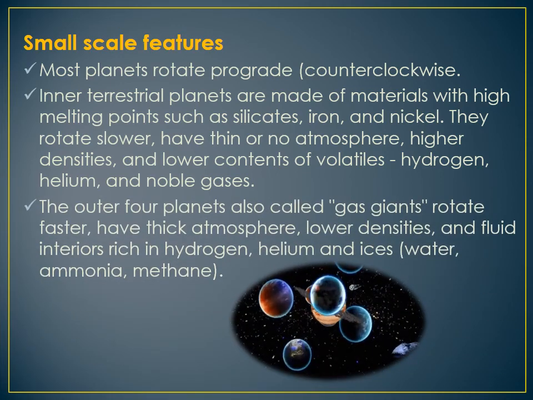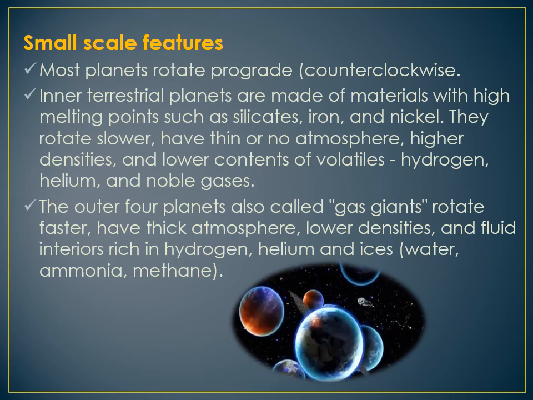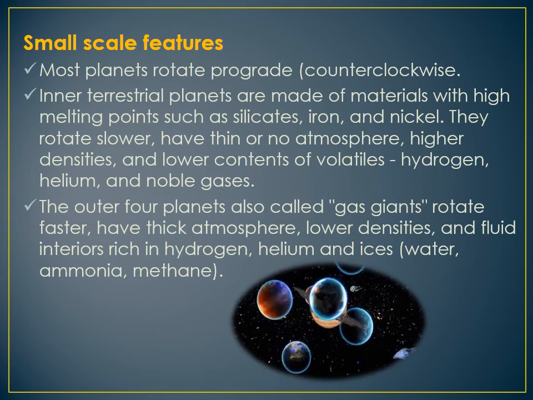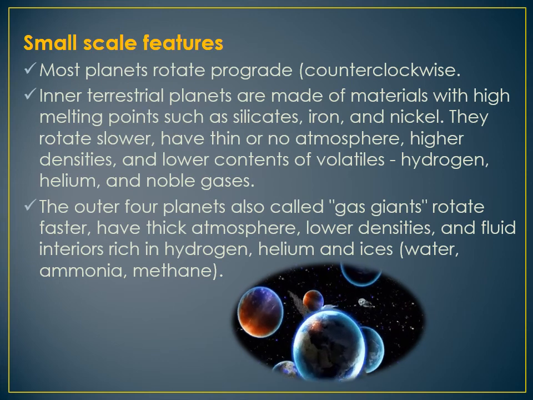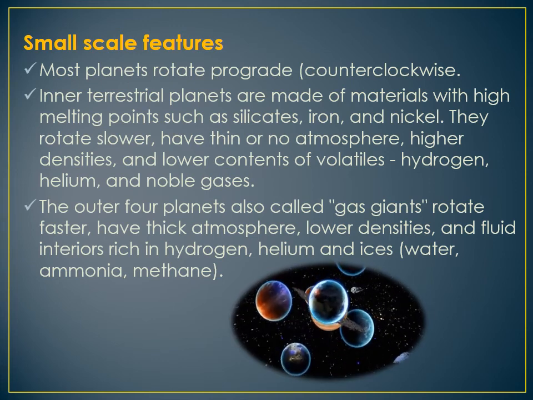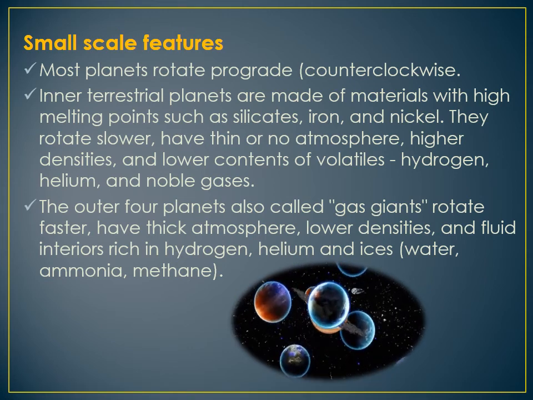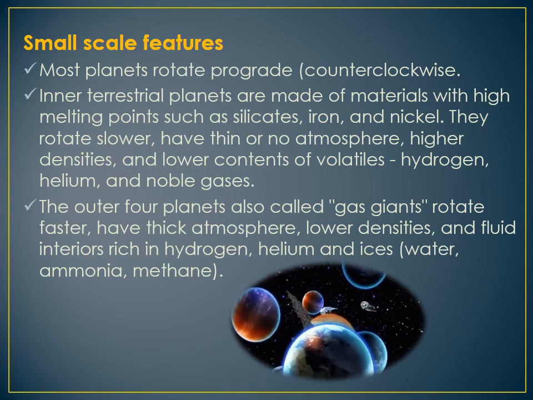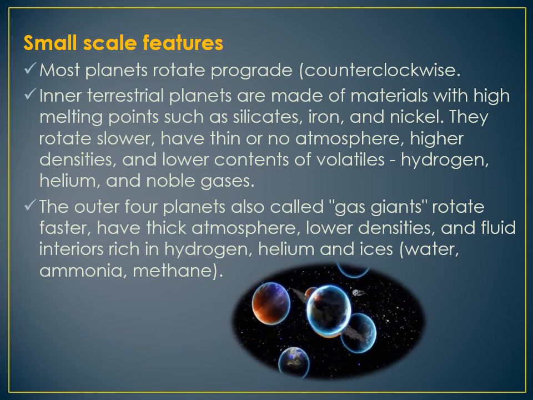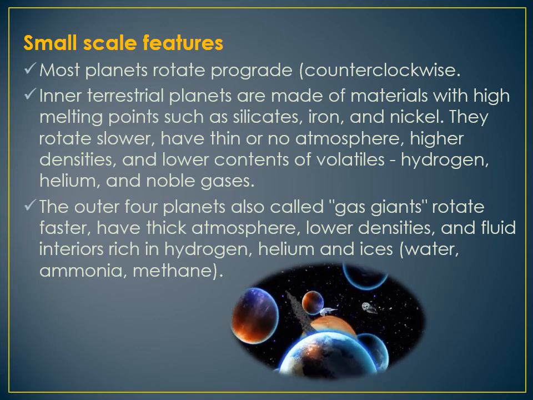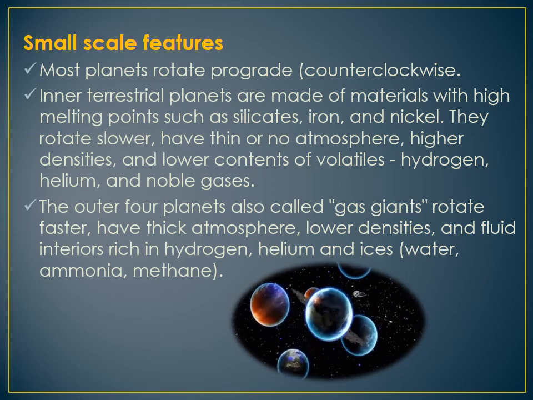The outer planets are also called gas giants. They rotate faster because they have a thick atmosphere, lower densities, and fluid interiors rich in hydrogen, helium, and ice, such as water, ammonia, and methane. Those are the characteristics of the planets in our solar system.